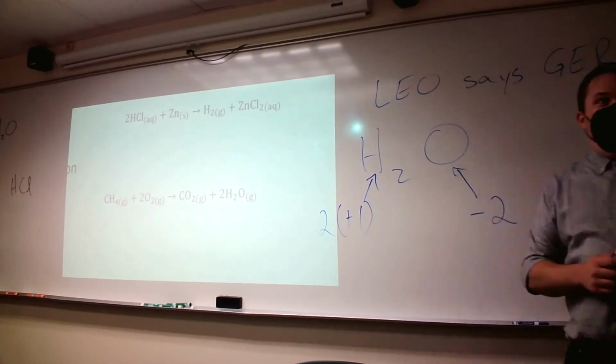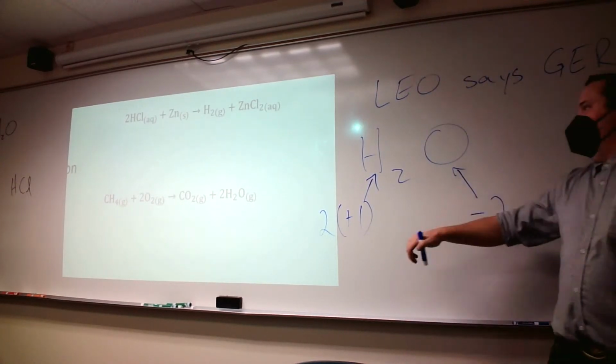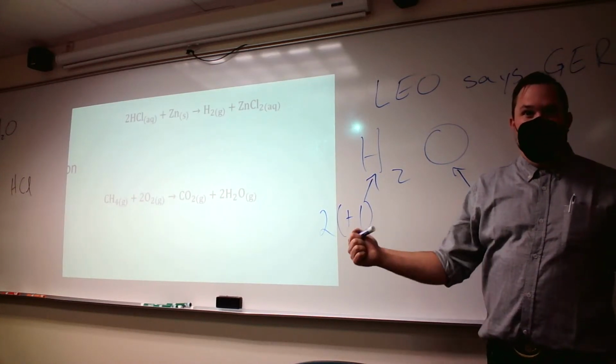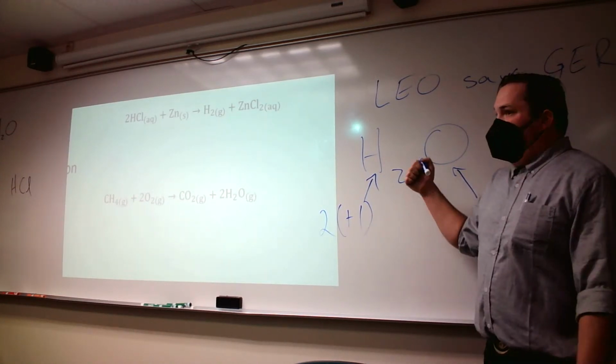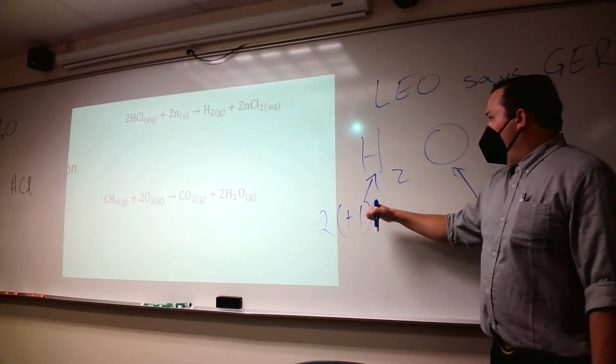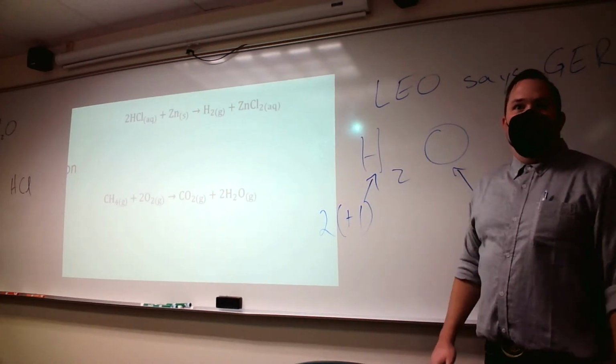It's a covalent compound, so it's not like the hydrogen actually has a +1. It's not like it's a separate ion, the way we think of ionic compounds. But for the purpose of determining whether something's oxidized or reduced, we're going to treat it like it's an ionic compound, basically.